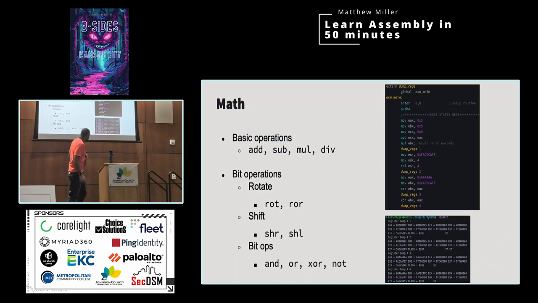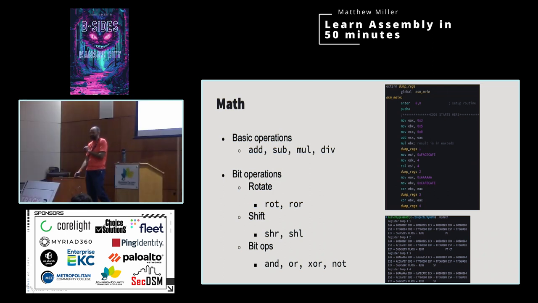So again, math, right? We got all of our basic things that we can do: add, subtract, multiply, divide. We got bit manipulation, so we can rotate bits around. So rotate as you move it over, and the thing that falls off the end goes back to the beginning. A shift, you rotate, but the thing that falls off just disappears.